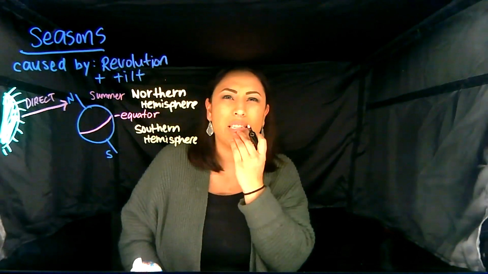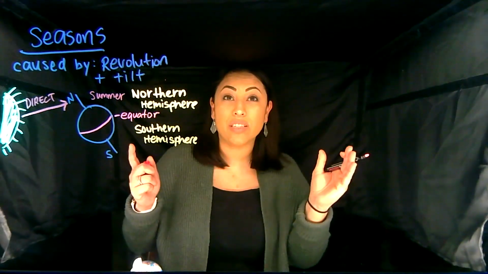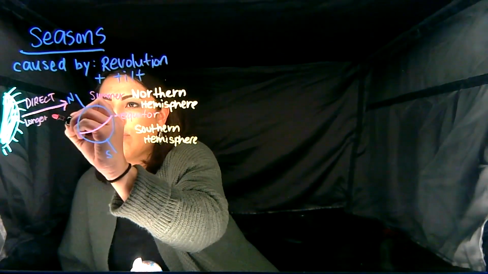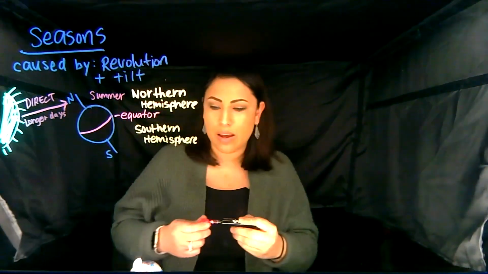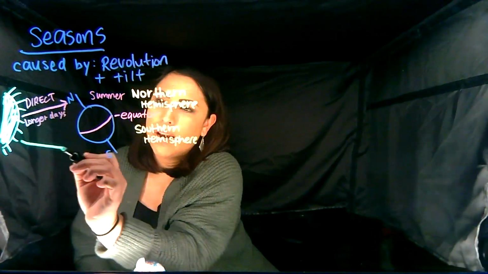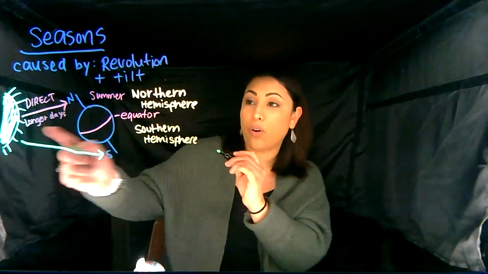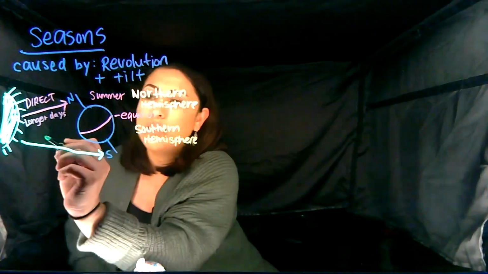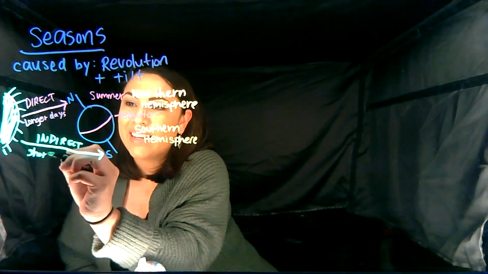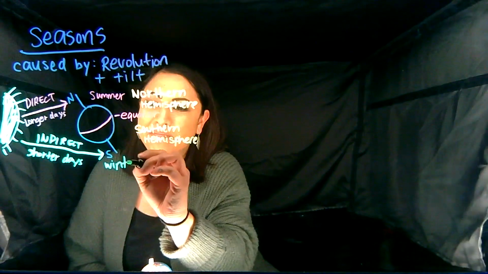And in the summer, what do our days look like? Our daylight hours. They're going to be longer. Now, if we look at the bottom, same thing, draw an arrow to the South Pole. Look how much farther the sunlight is traveling. So this is going to be indirect sunlight. And we have longer days in the summer and we have shorter days in the winter.